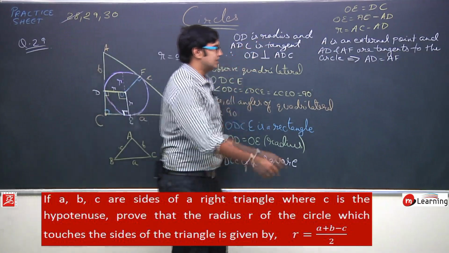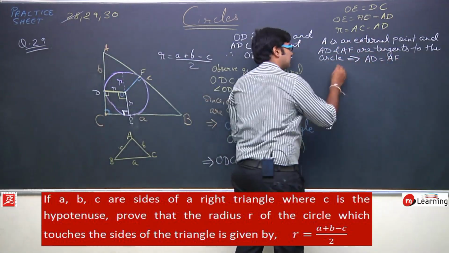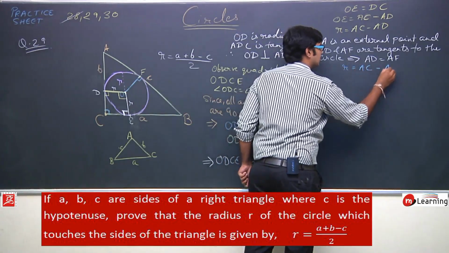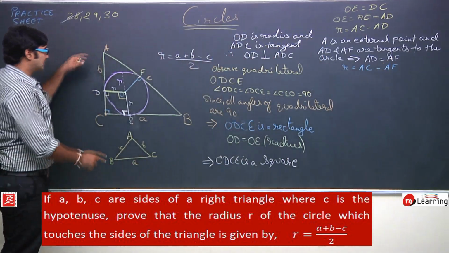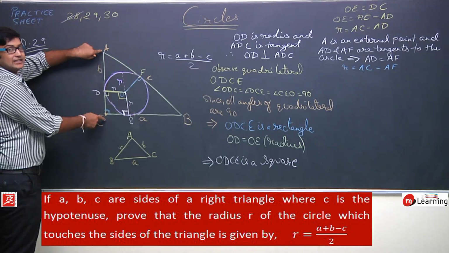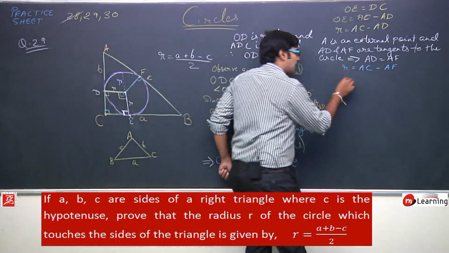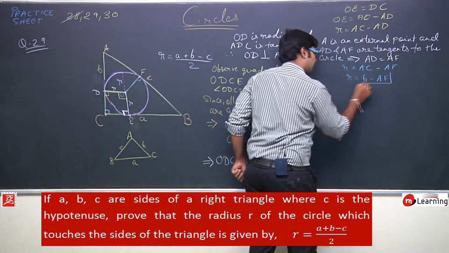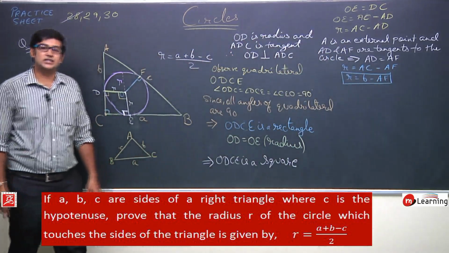So in this condition, in place of AD, can I write AF? I can write R is equal to AC minus AF. Now what is AC? AC is this length and this length is B. So in place of AC I can write B. So R will be equal to B minus AF. This is one condition.